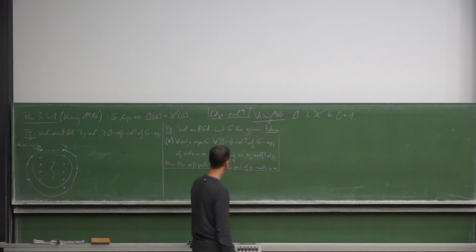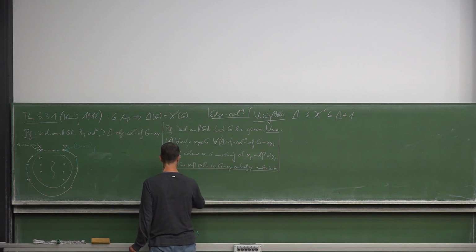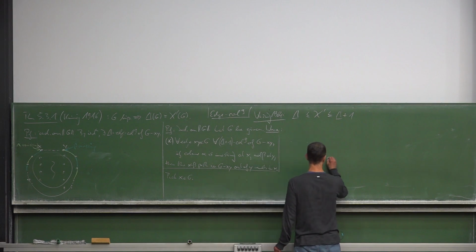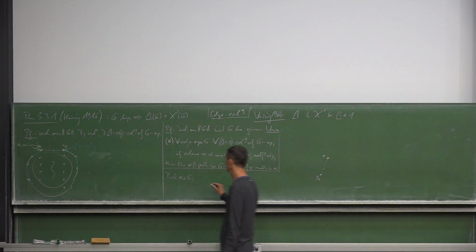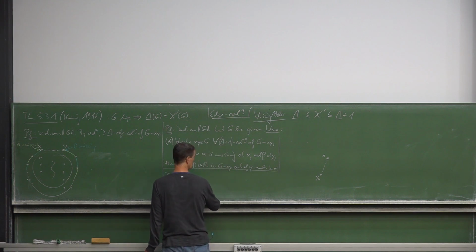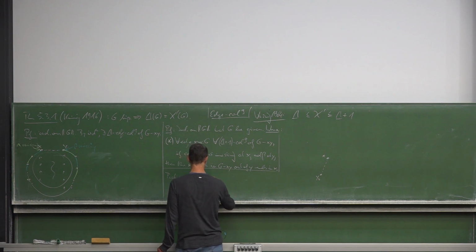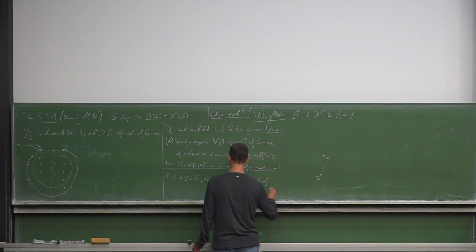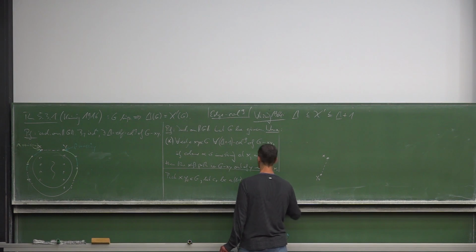Okay, so now pick x, any vertex in G, and let's say pick an edge xy naught in G, and let C naught be a delta plus 1 edge coloring of G minus xy naught.